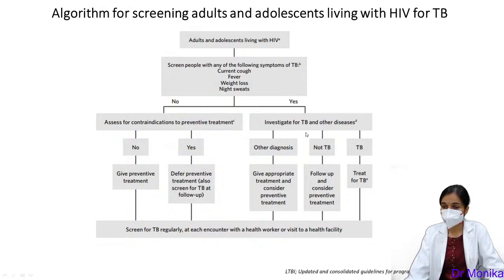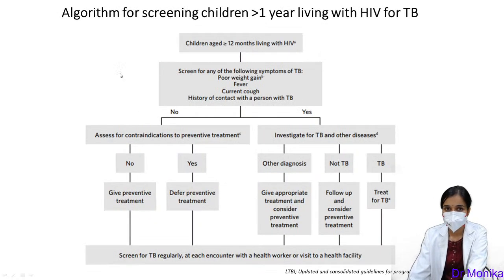If these symptoms are present, we have to investigate for TB and other diseases. If another diagnosis is found, we give appropriate treatment for that diagnosis. If it is not TB, then we follow up these patients and consider preventive treatment. In case of TB, we have to treat for tuberculosis. There is a similar algorithm for the screening of children less than 1 year of age.